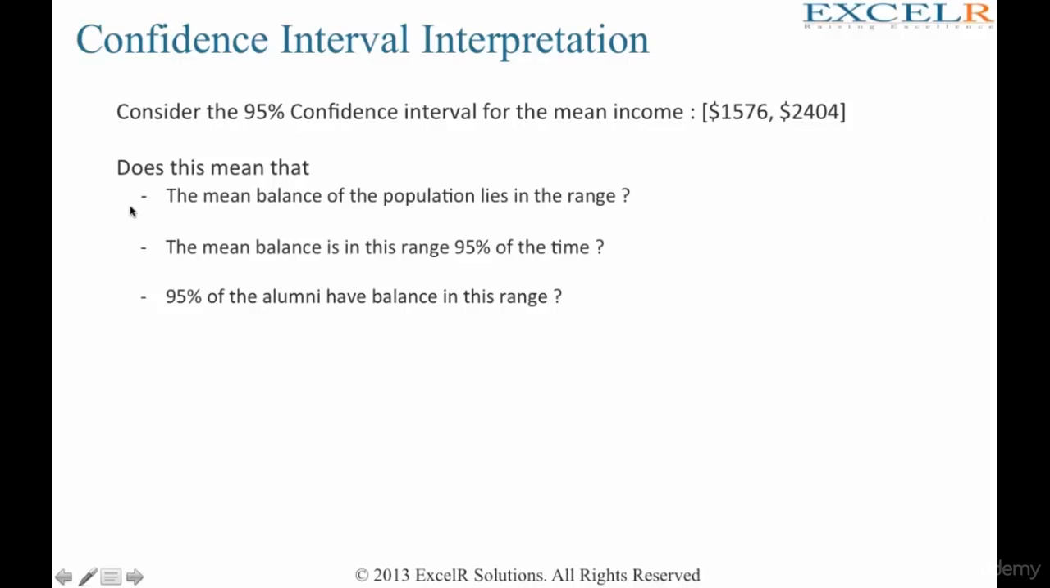Does it mean that the mean balance of the population lies in the range? Or does it mean that the mean balance is in this range 95% of the time? Or does it mean that 95% of the alumni have balance in this range? The answer is simple. All three are wrong.